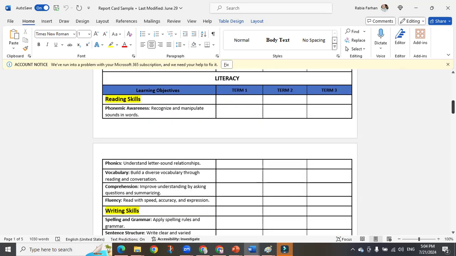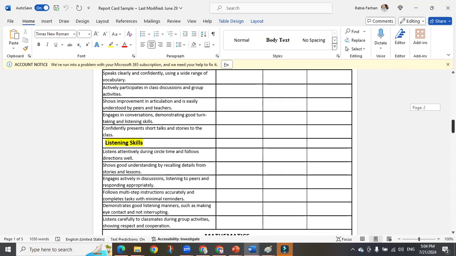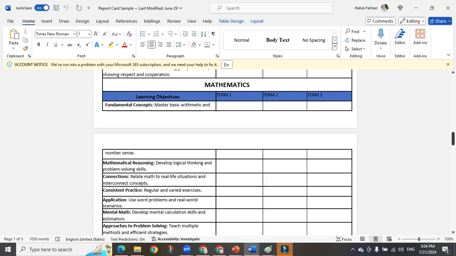Then in literacy, I told you whether it is Urdu or English, you have to check 4 skills of them: reading, writing, listening, and speaking skills. You have to check all the skills of your child in the classroom. Then numeracy will come. Numeracy also goes from basics to complicated, and everything will come in that.